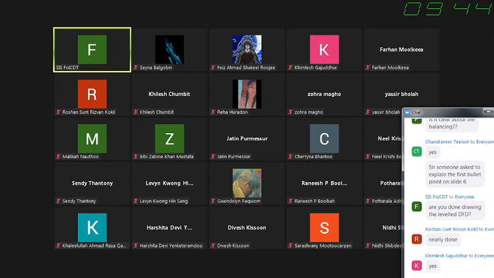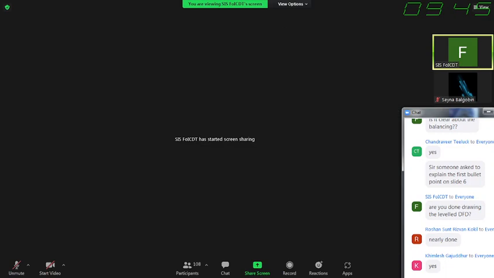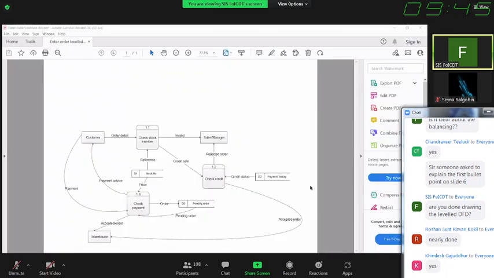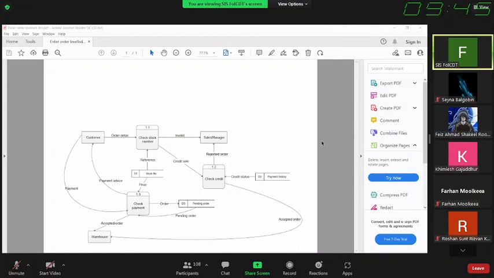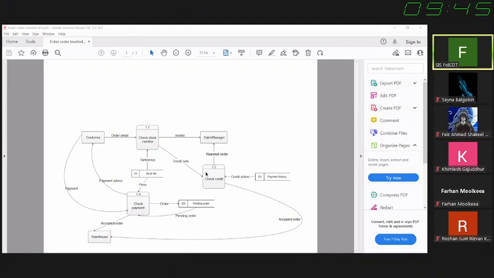So let me share the answer. Then if you want, you can share your answer. Okay, so this is basically the answer. Can you see? Yes. So the 3 sub-processors that have been identified: check stock number, check credit, check payment.